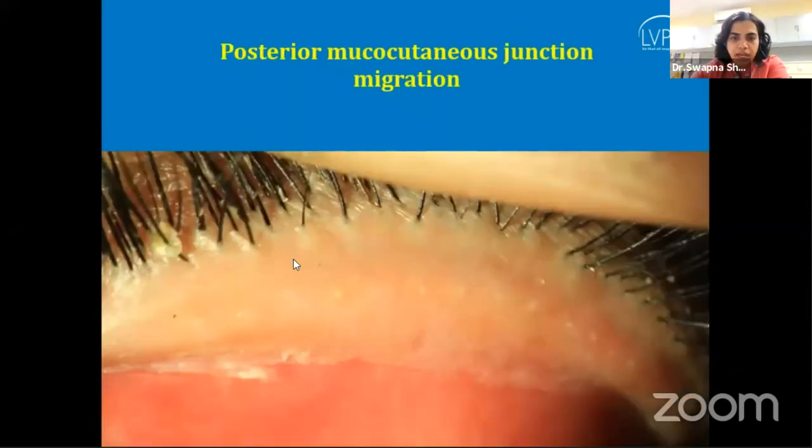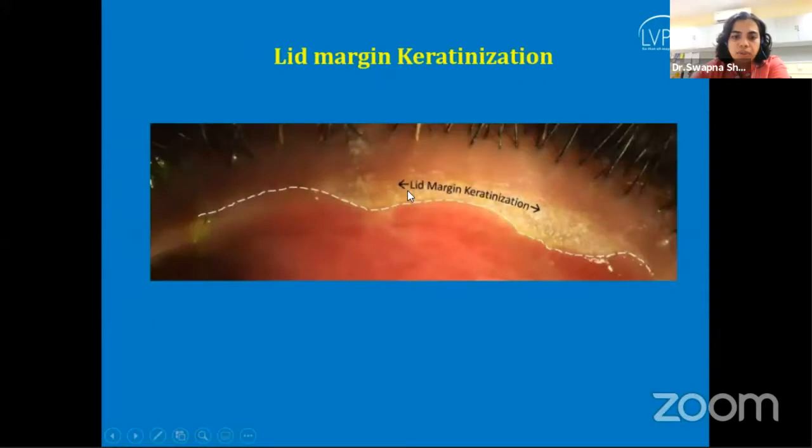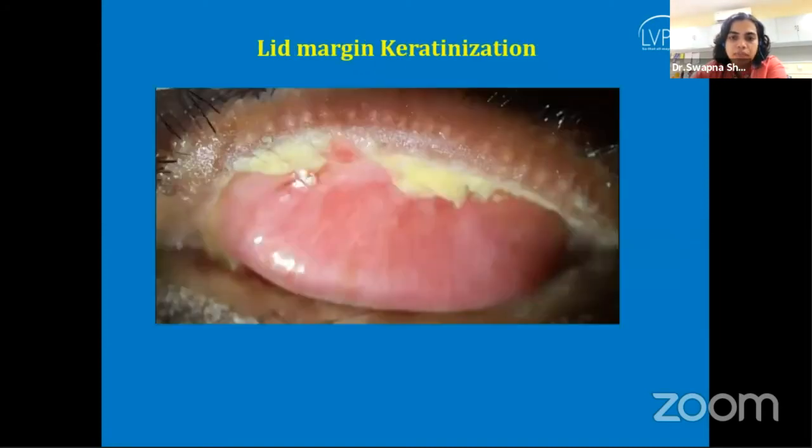But what happens in a condition such as Stevens-Johnson syndrome is that the lid wiper is replaced with skin. That is, there is keratinization, that is posterior mucocutaneous junction migration. As you can see, it should have been somewhere here, but it has migrated onto the tarsal conjunctiva. And then keratin also gets deposited along this area where there is posterior mucocutaneous junction migration.